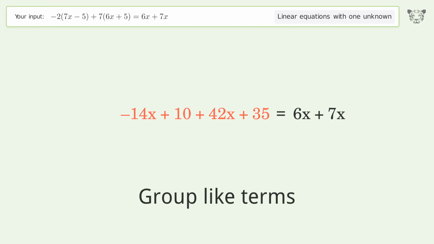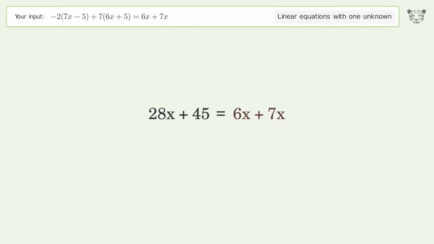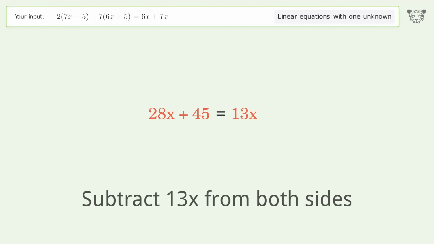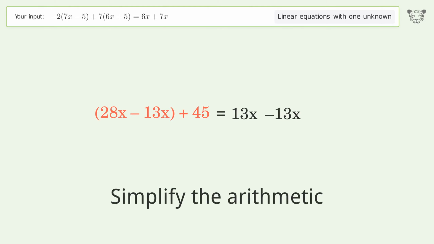Group like terms. Simplify the arithmetic. Group all x terms on the left side of the equation. Subtract 13x from both sides. Group like terms. Simplify the arithmetic.